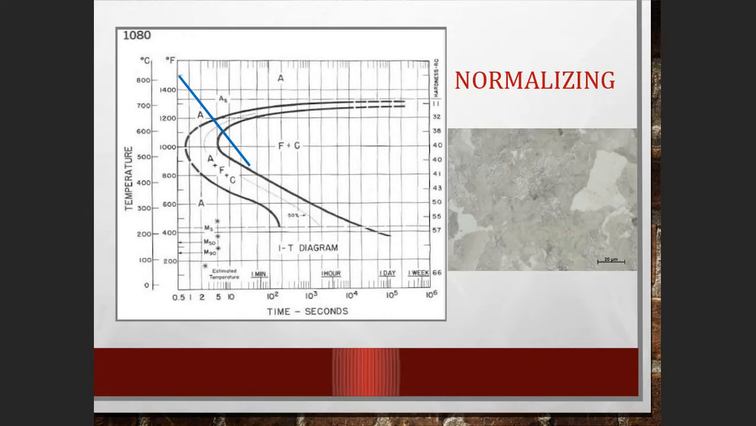And normalizing would essentially be pulling the sample out of the furnace and allowing it to air cool, as shown by the blue line here. So in this case, it began to transform here, and within, let's say, between 5 and 10 seconds estimated, you're looking at a fine pearlite structure, versus the previous example, where it took about a week and you had coarse grains, coarse lamellar spacing. So this would be another example of how you can determine the heat treatment of a particular steel.